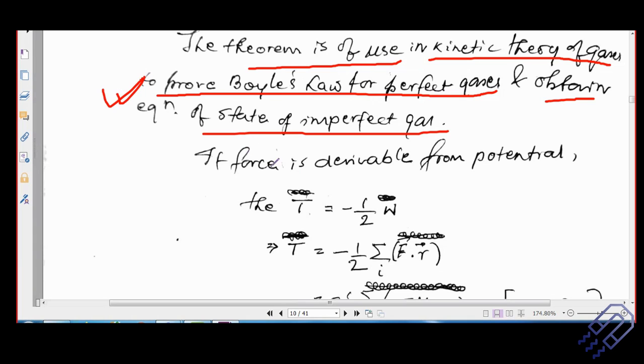Don't get confused with the next part. This is not the proof of this. This is just an expression. This is a different topic altogether. So can we write down the Virial theorem in terms of potential?